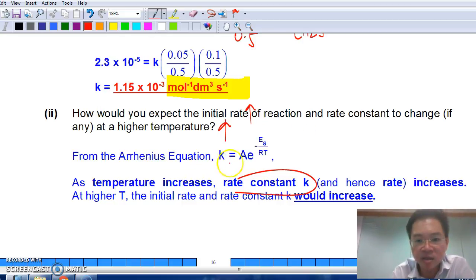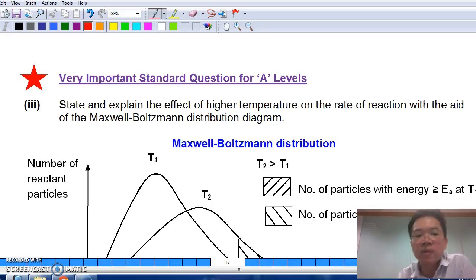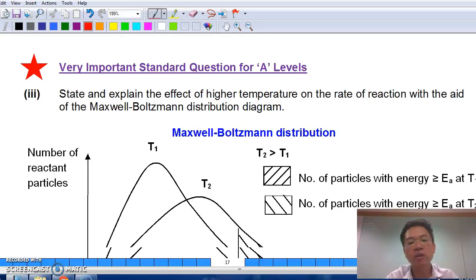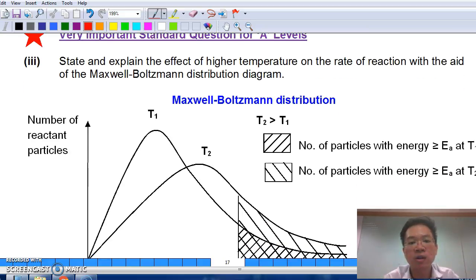Remember in experiment 6, you encountered this equation, the Arrhenius equation. When temperature increases, the power becomes smaller, but this is a negative power. Therefore, k will also increase when T increases. Part 3 is a very important question. Part 3 wants you to use a Maxwell-Boltzmann distribution curve to illustrate and after that to explain how the increase in temperature will increase the rate of reaction.